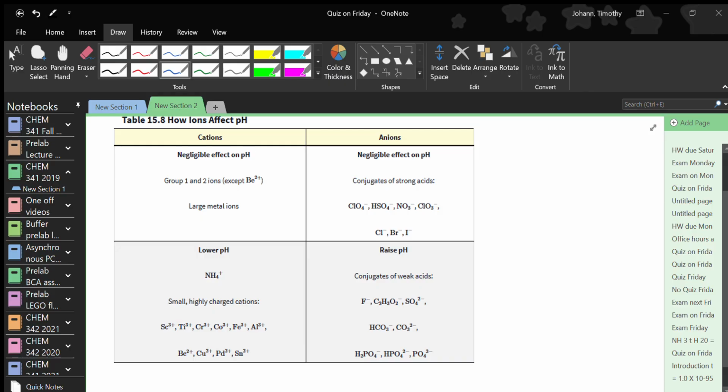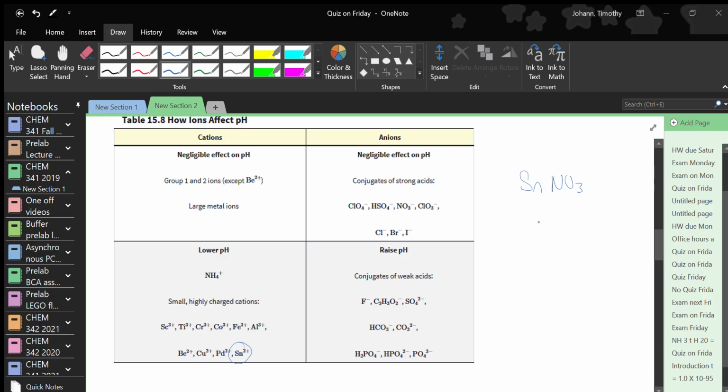All right, so what we've got is some things that don't do anything, some things that lower pH, and some things that raise pH, and you want to be able to use this table to do stuff. So let's go ahead and use tin. Tin is Sn. I'm going to do tin nitrate, NO3. Nitric acid is a strong acid.